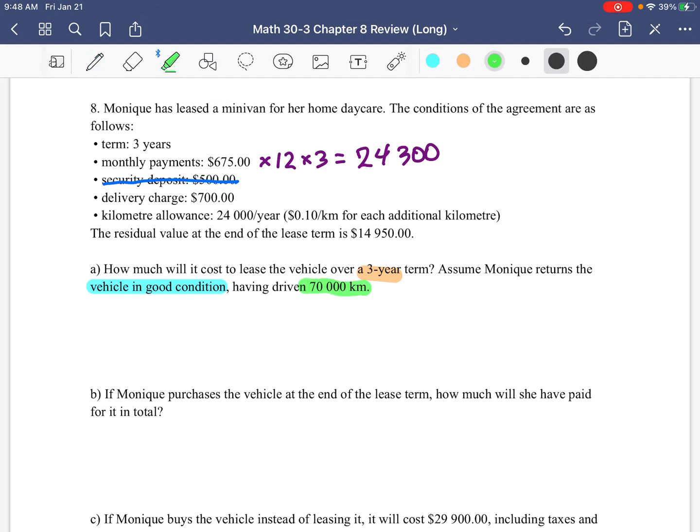Now, the last bit, and they're out to get you with this, is having driven 70,000 kilometers. So the kilometer allowance is 24,000 per year. 3 times 24,000 is 72,000, so she's allowed to drive 72,000 kilometers without penalty. All right, so she drove 70,000, so she's under the limit, so she doesn't have to pay extra.